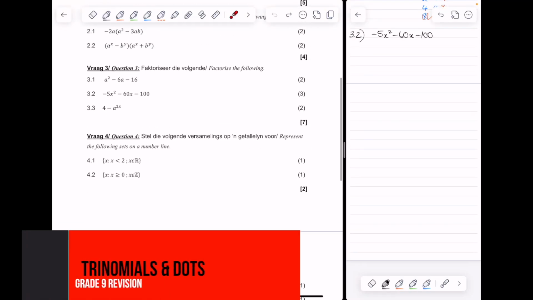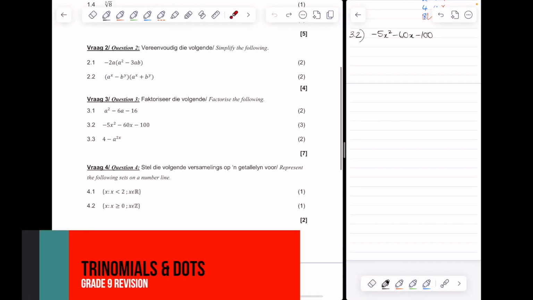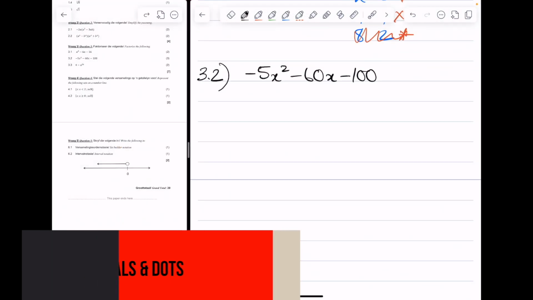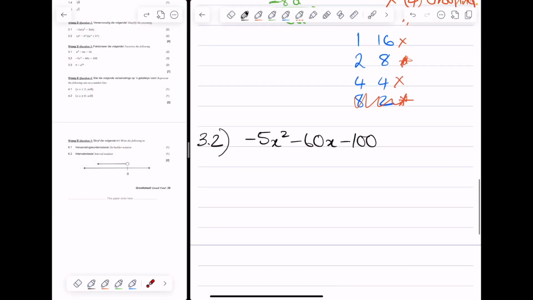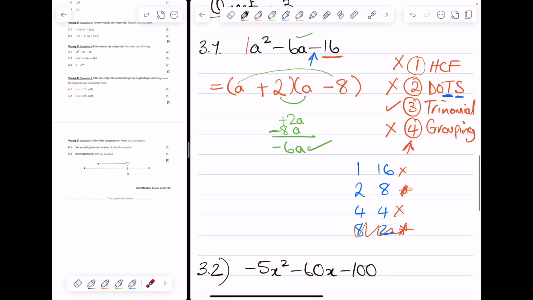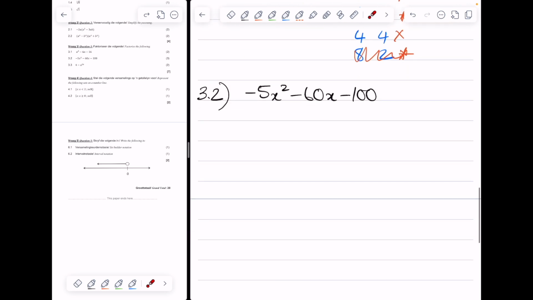Alright, so 3.2, we've got negative 5x squared minus 60x minus 100. And here, if we apply our sort of hierarchy of factorization, if you can call it that, they call it the golden rules of factorization, I will again go and see if I'm able to take out a highest common factor first. So looking at this trinomial, because this is a trinomial, there's 3 terms, 1, 2, 3.